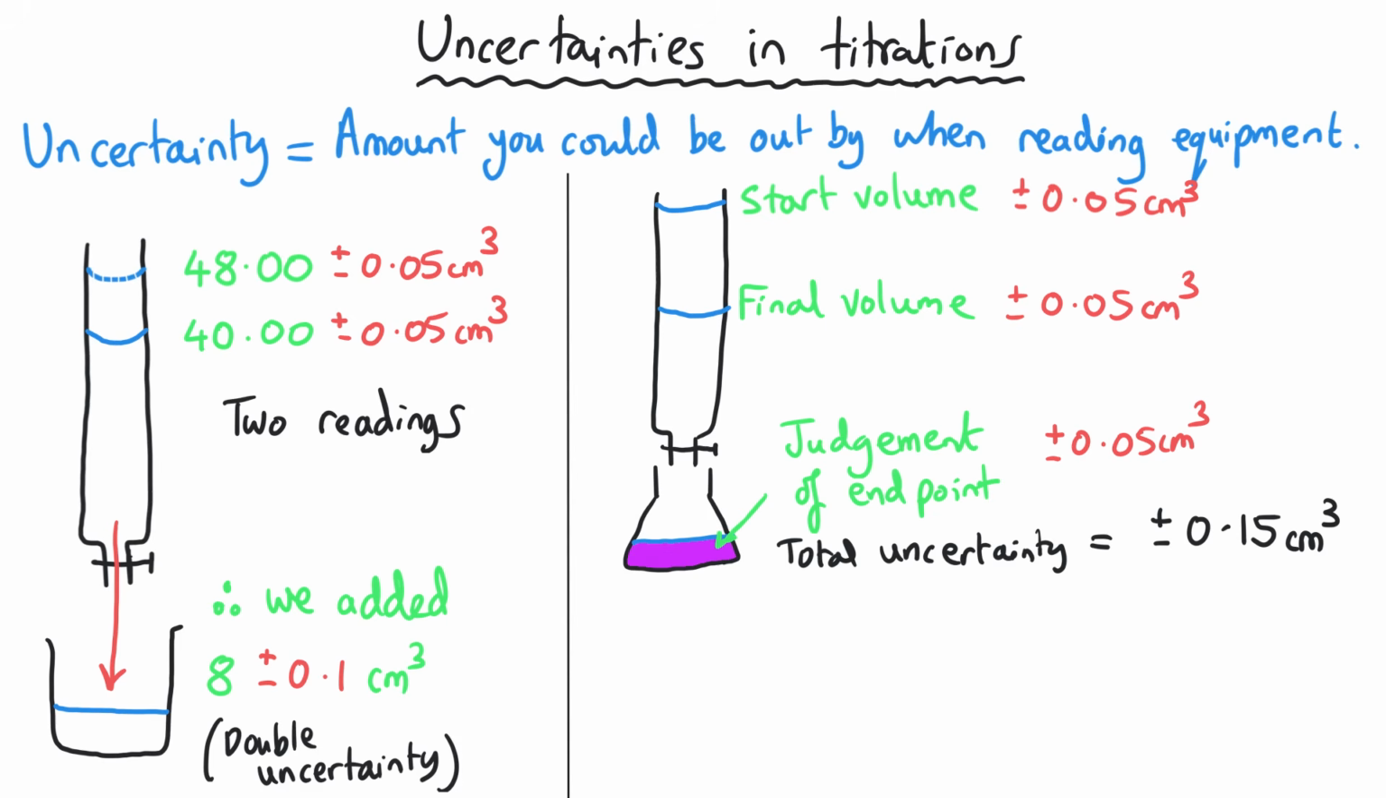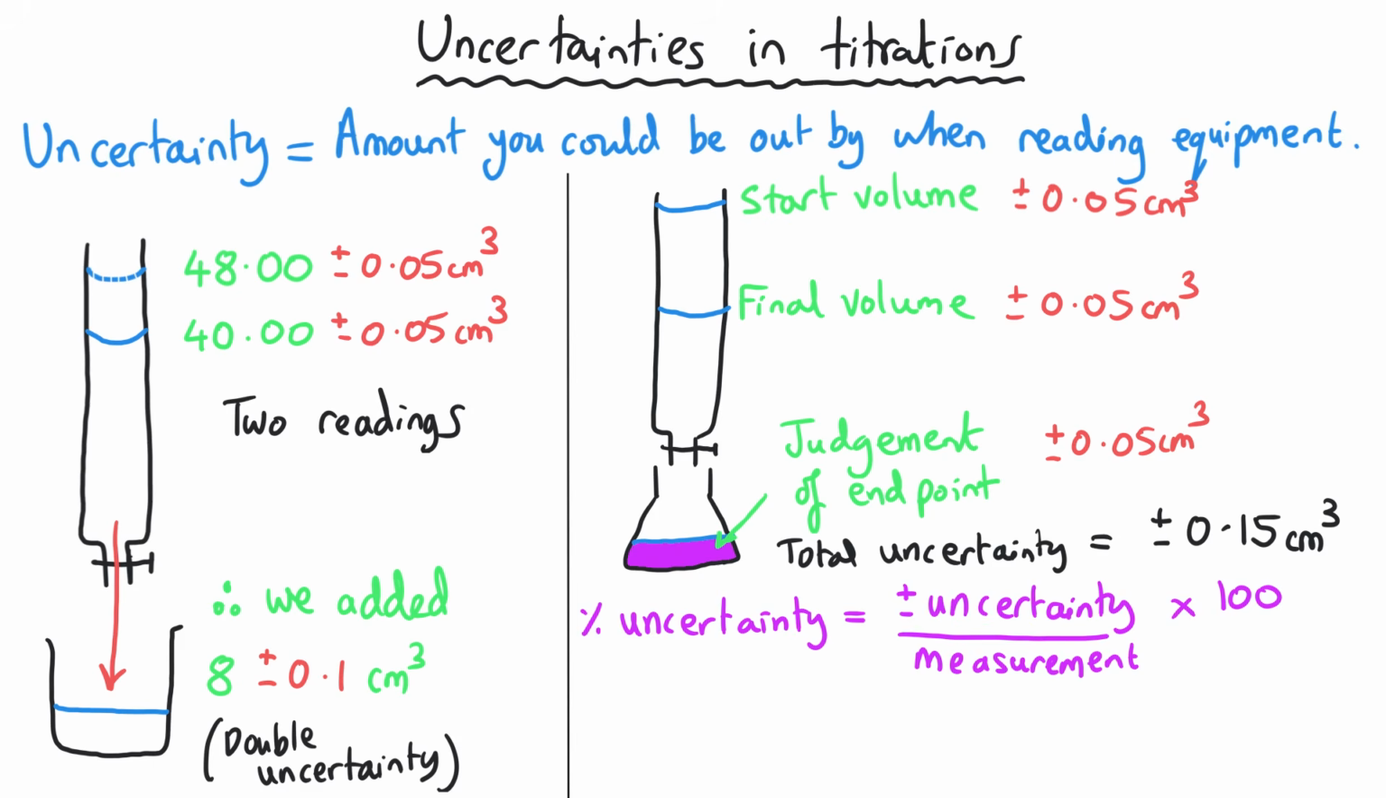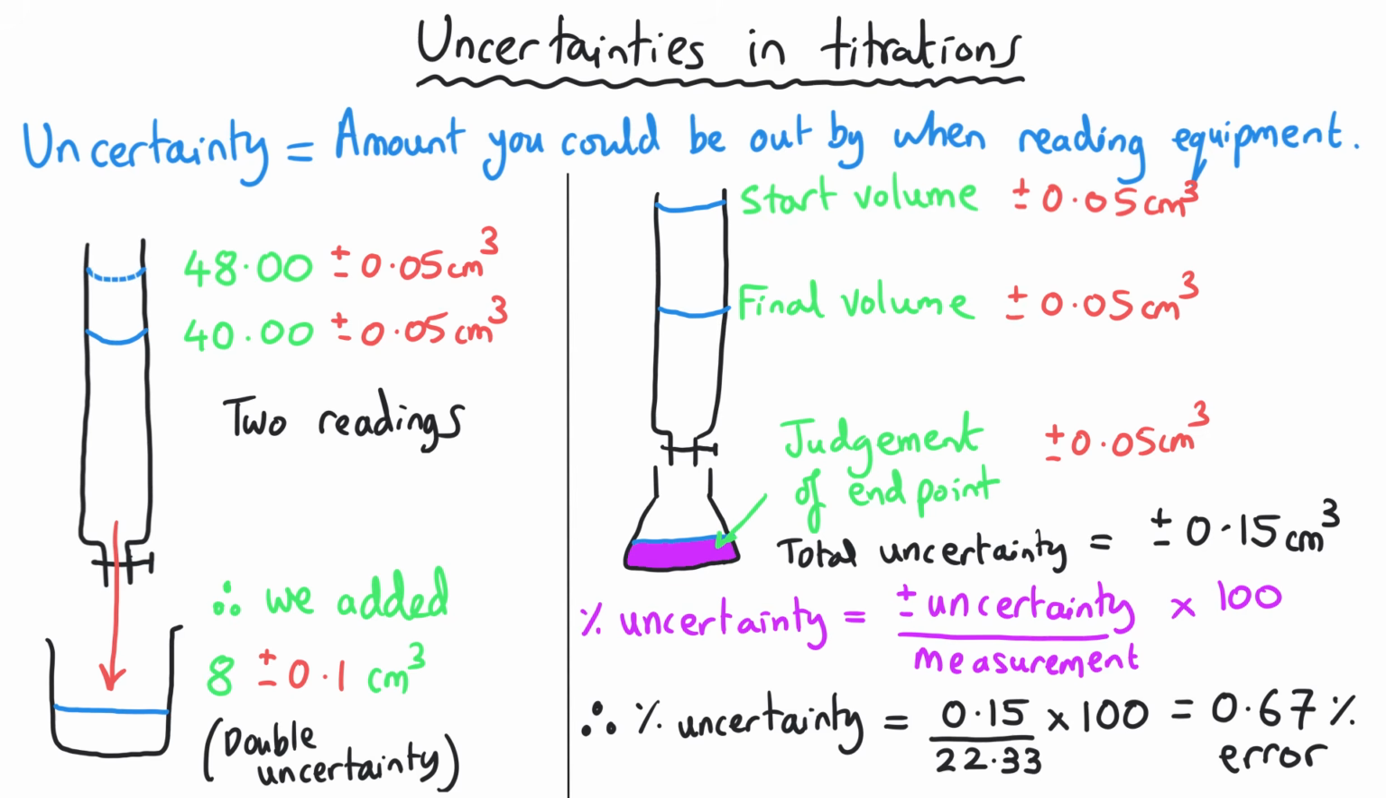And so the absolute uncertainty for any mean titre volume is taken to be plus or minus 0.15 cubic centimetres. Now, we will usually be required to express this as a percentage uncertainty when comparing that to our mean titre volume. To do this, we take that plus or minus 0.15, we divide it by our titre volume, so let's say our titre volume was 22.33, and then we multiply it by 100 because we want this as a percentage, and we see that our titre volume actually has a 0.67% error tied to it.